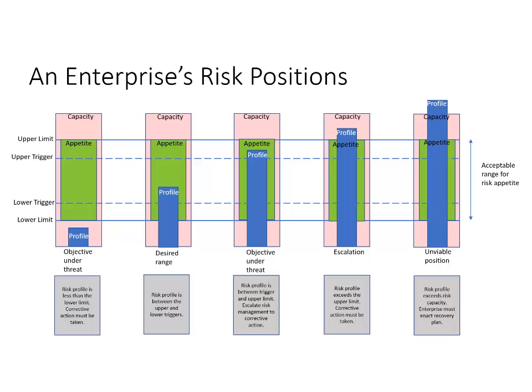The third figure shows another situation with an objective under threat. Here, the risk profile is between the upper trigger and the upper limit. The profile is edging up to the upper limits of the risk appetite. The organization must escalate its risk management to assure the upper limit is not exceeded. In the fourth figure, the risk profile exceeds the upper limit risk. Corrective action must be taken through the escalation of risk management. And at the far right, we see an organization in an unviable position. The risk profile exceeds the risk capacity of the organization, which must enact a recovery plan.